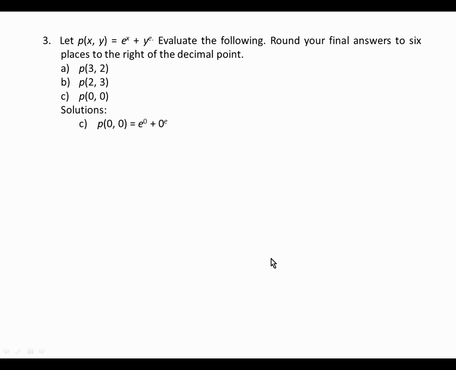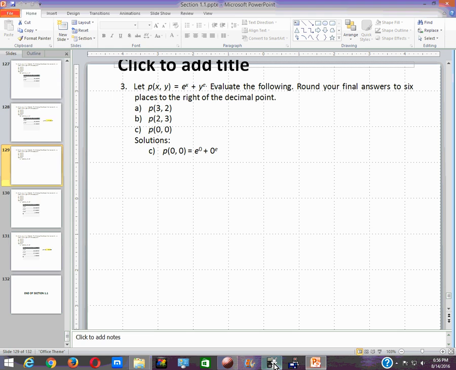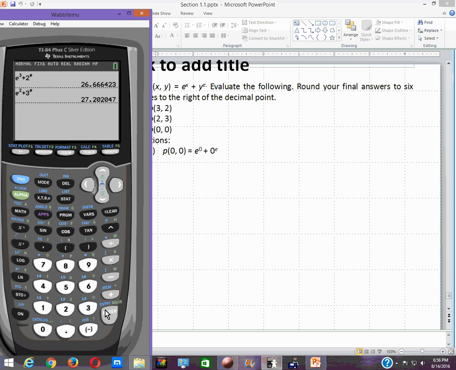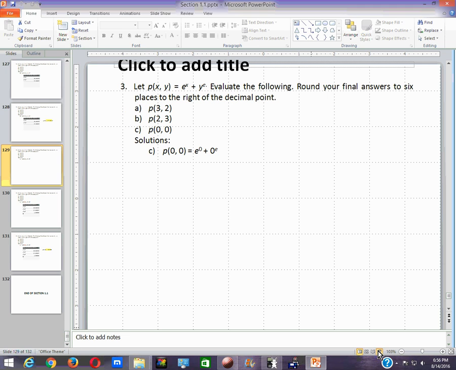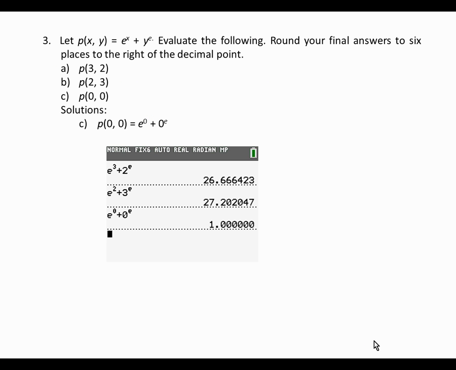And lastly, part C, p of 0, 0. So if I do my second enter again, make that 3 a 0, make that 2 a 0. 1. Okay, it turns out it's exactly 1. It's not even an approximation, it's exactly 1. But to do what the directions said, 1.000000. So there's A, B, C. That's the end of section 1.